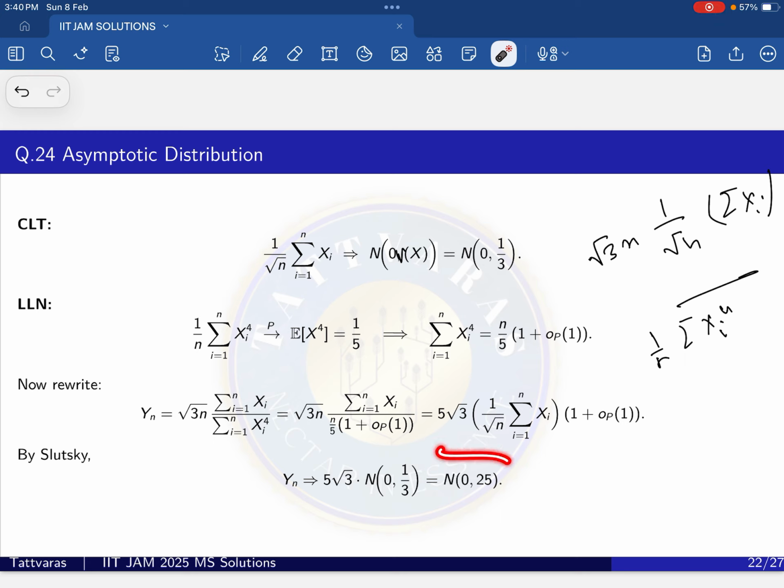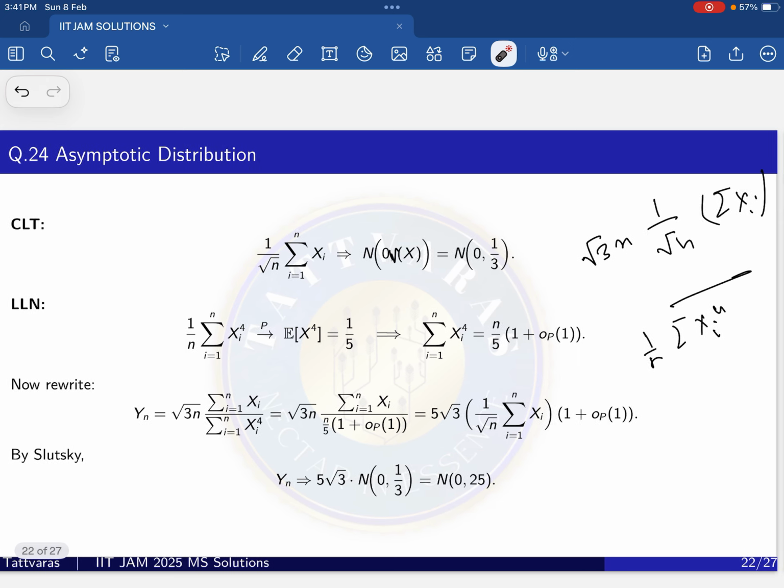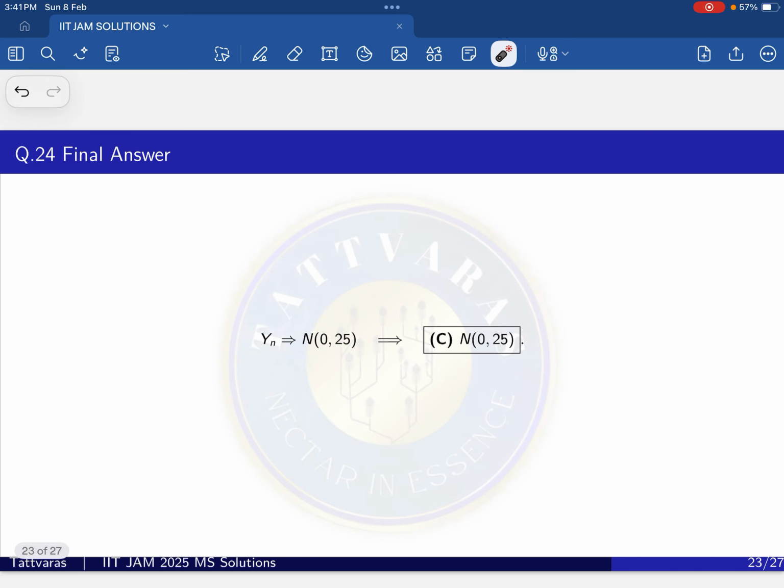Here we are applying Slutsky's result, and this whole thing will go in distribution to 5 root 3 times normal 0 with variance of X, that is 1 over 3. If you crack it inside, it is 25 into 3 by 1 over 3, that is normal 0 25. So this is the result. Hence the answer should be option C.